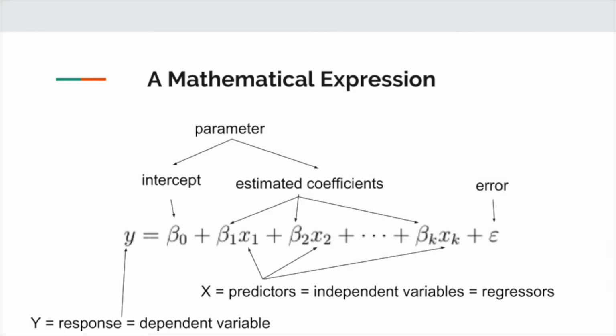This is a mathematical expression of multiple linear regression. Y is a response variable and a dependent variable. X are predictors, independent variables, and regressors. Beta 0 is an intercept. Beta 1 to beta k are all estimated coefficients. They are parameters of the model function.